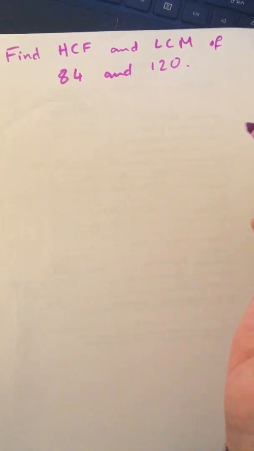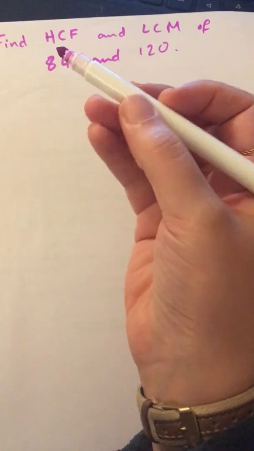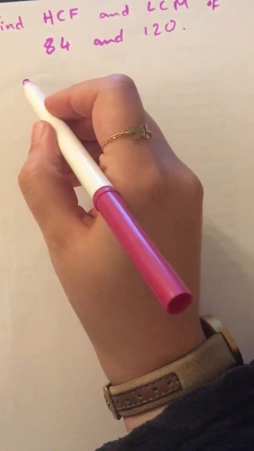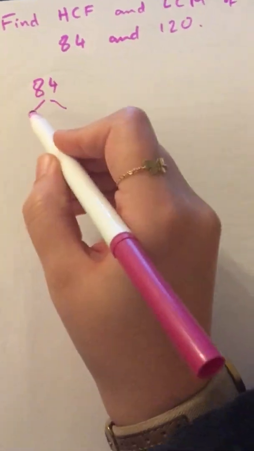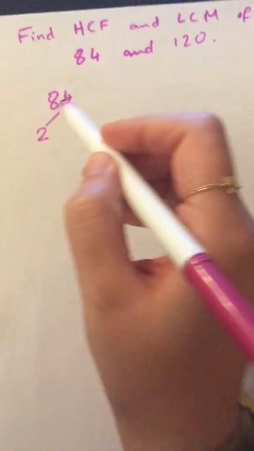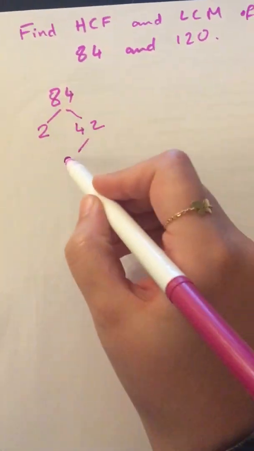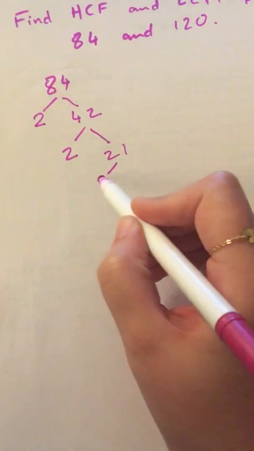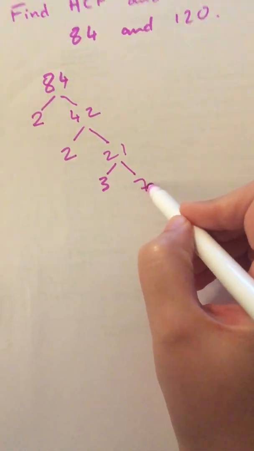To find the highest common factor and lowest common multiple of two relatively big numbers, the easiest thing to do is to put each as a product of its prime factors. So I get 84, and I start dividing by prime numbers. Dividing 84 by 2 gives 42, and 42 divided by 2 gives 21. I can't divide 21 by 2, so the next prime number is 3. I can divide it by 3, and it gives me 7.